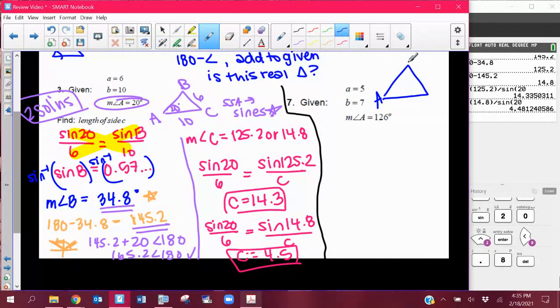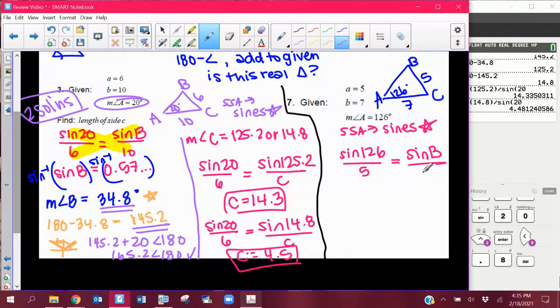If this is triangle ABC, I have A, B, and then the angle A. So I'm going to set this thing up again, same way. Because this is the side-side-angle case, this is the law of sines, but again, it's the asterisk law of sines. You gotta check and see if there are multiple solutions. Okay, so I'm going to set this up. I'm going to have the sine of 126 over 5, the sine of the angle over its corresponding side. Then I'm going to have the sine of B over B.